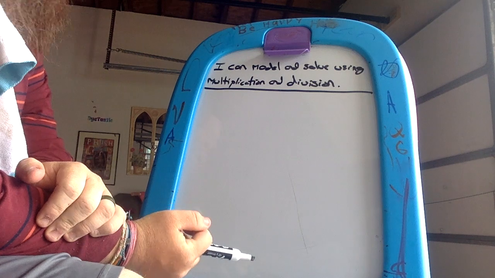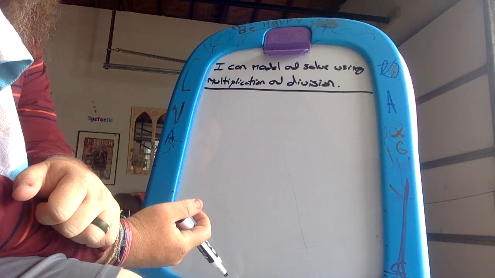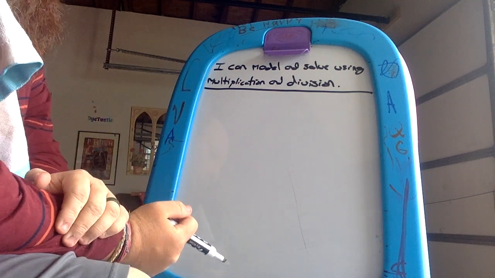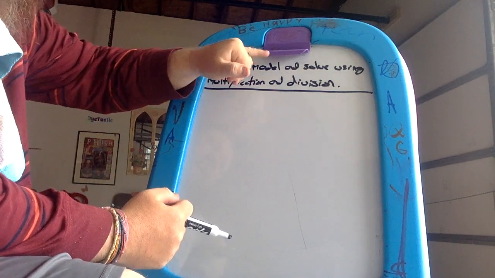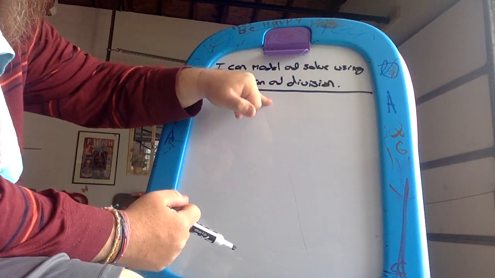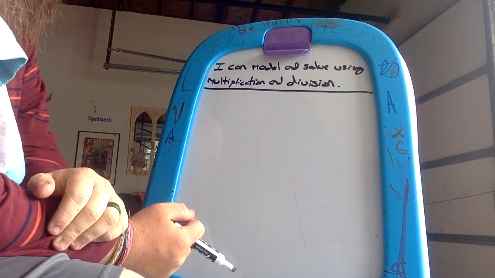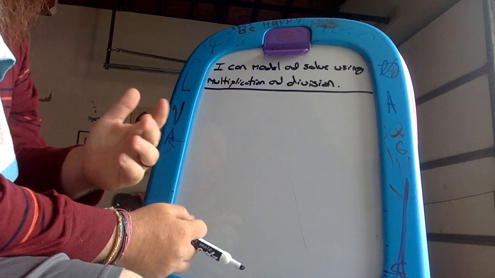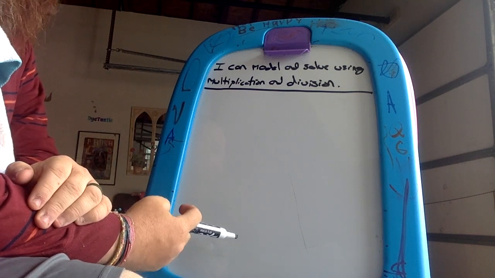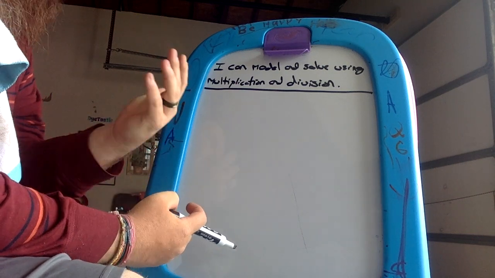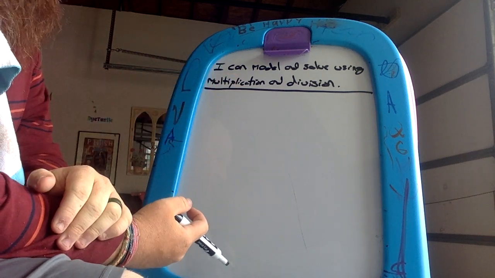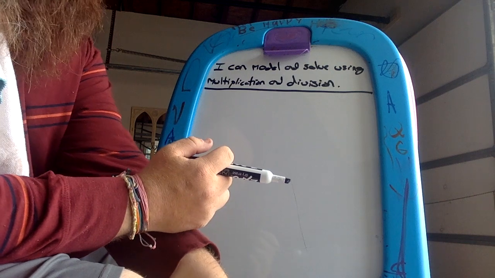As we continue with Module 11, we're working on the I can statement. So, I can model and solve using multiplication and division. This is the second part of what we've been doing. The first part was adding and subtracting equations and using the inverse, which is the opposite. You're doing the same exact process now, except we're doing it for multiplication and division.